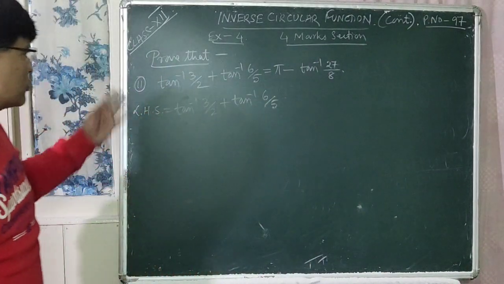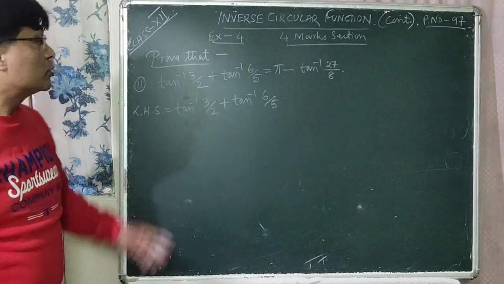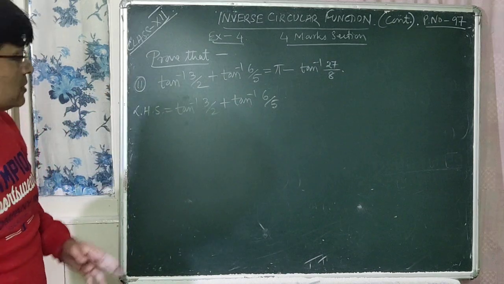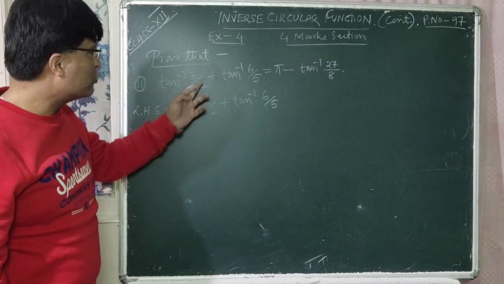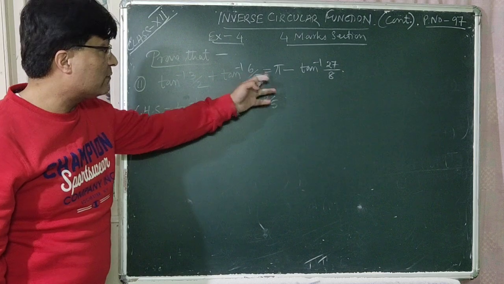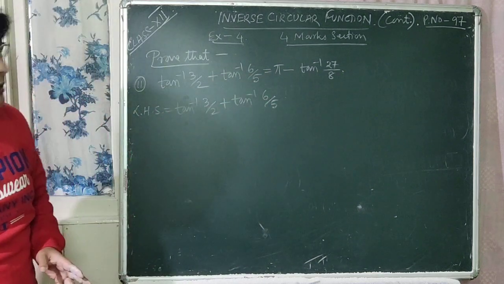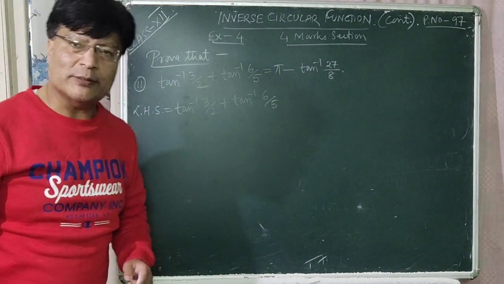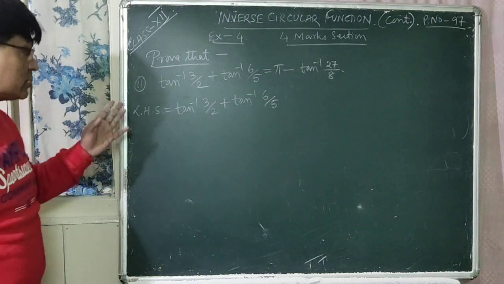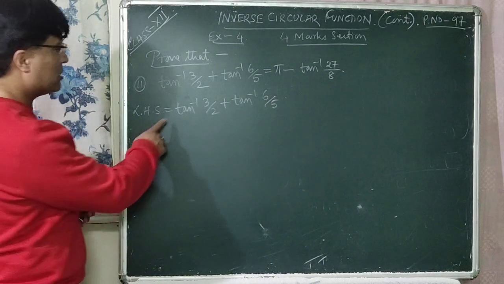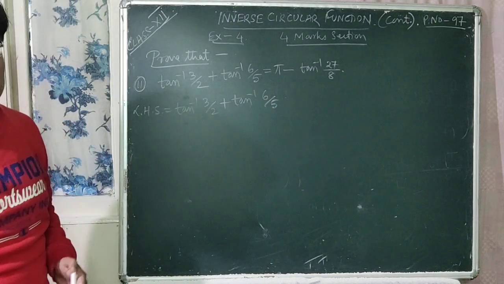So now we'll do the next question, that is question number 11. In this case also you have to prove that tan inverse 3 by 2 plus tan inverse 6 by 5 is equal to, what is there on the right hand side? It is pi minus tan inverse 27 by 8, right? So let us write down the left hand side. That is LHS is equal to tan inverse 3 by 2 plus tan inverse 6 by 5.